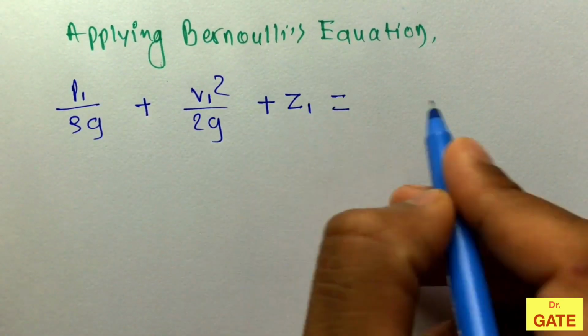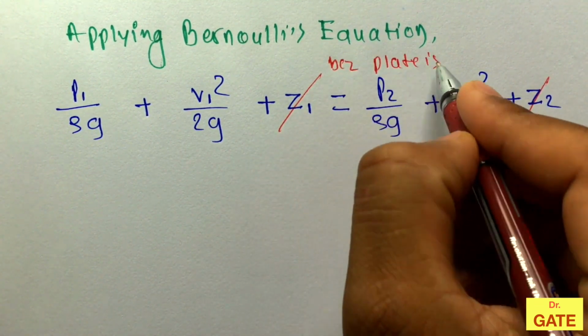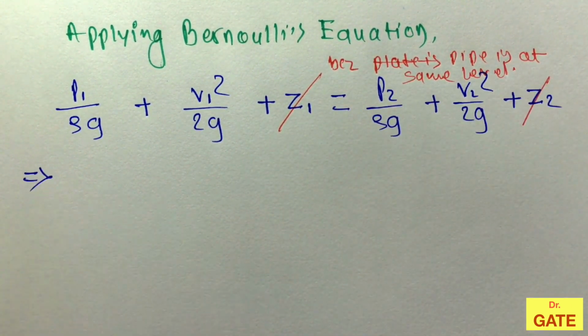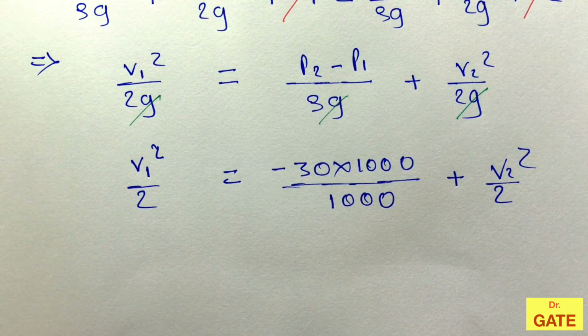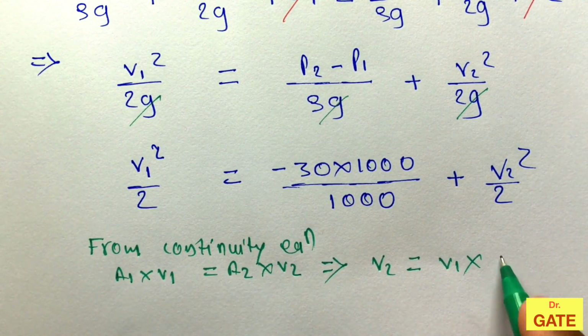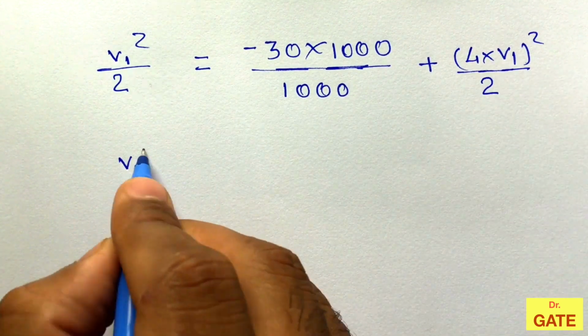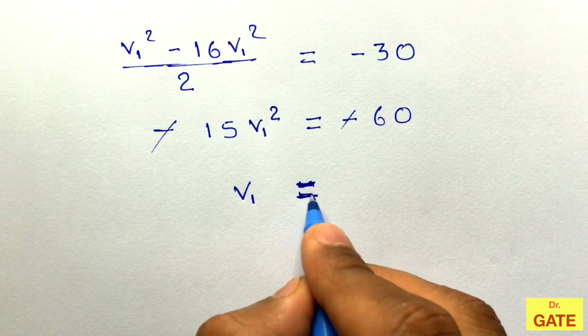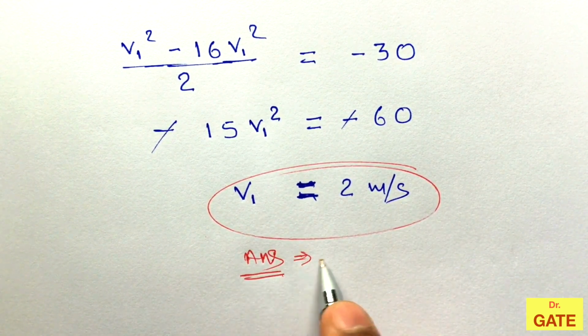Simply applying Bernoulli's equation, Z1 and Z2 will get cancelled out because the pipe is at horizontal level. On further solving it, we will get this. Now we have to find the value of V2. From the continuity equation, we get V2 is equal to 4 times V1. On putting this value further, we will get V1 is equal to 2 meter per second. So option D is correct.